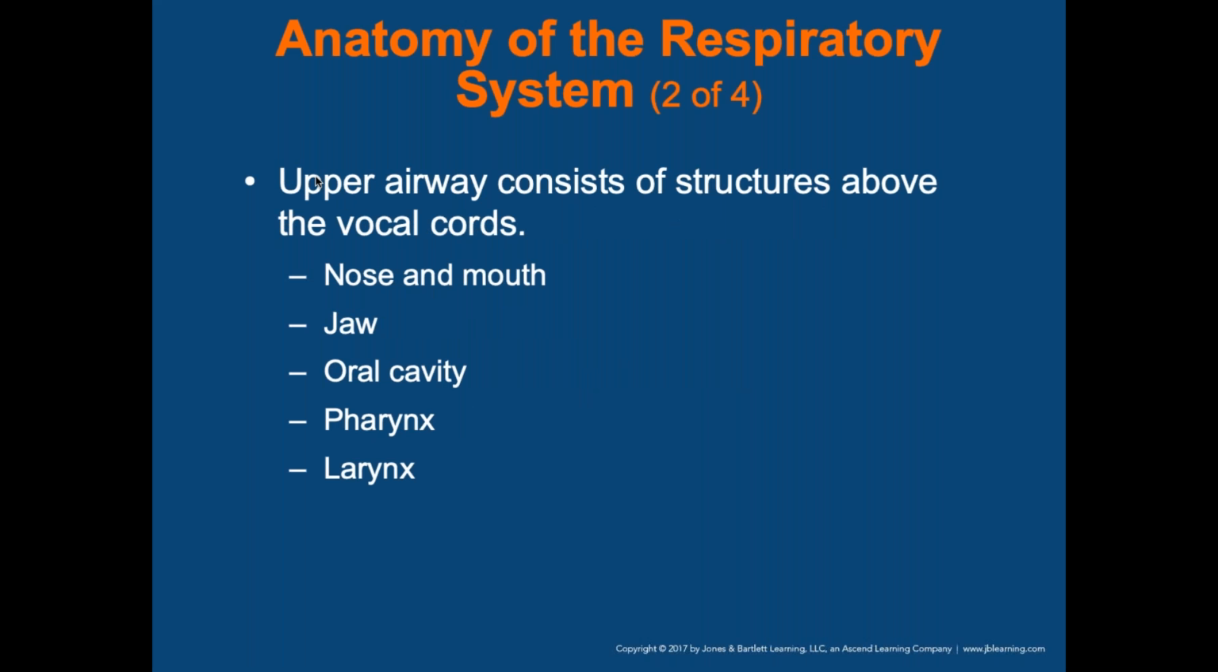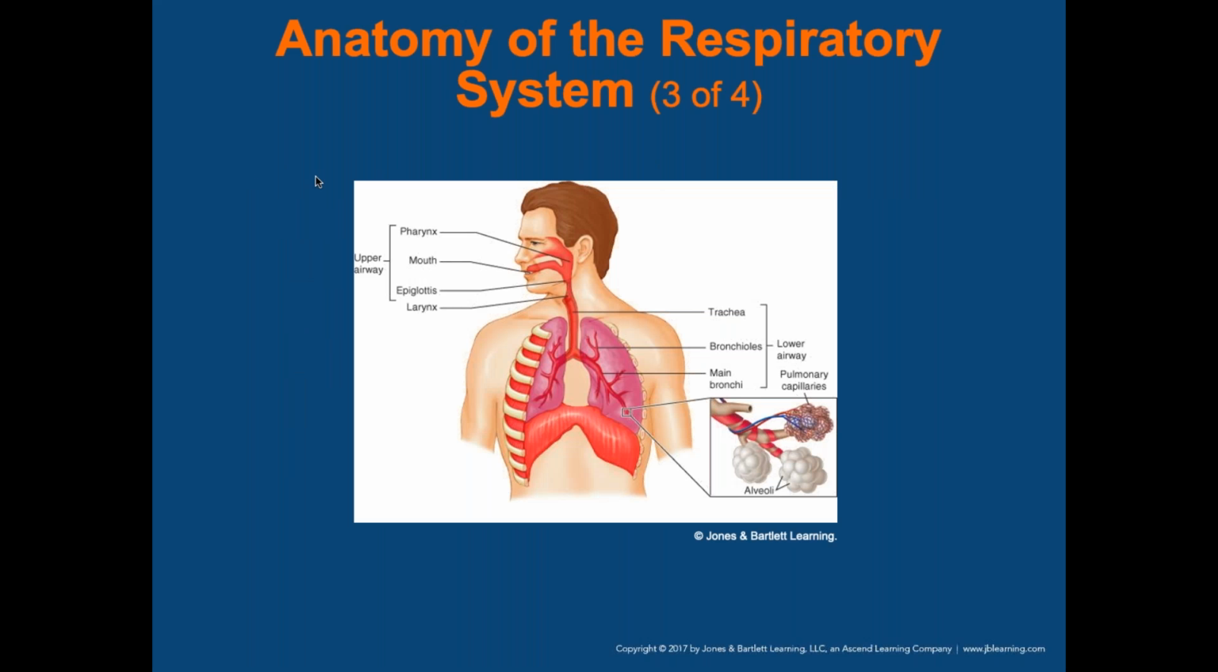So a little bit of review. The upper airway consists of all anatomic structures above the vocal cords. So that would be your nose and mouth, your oral cavity, your pharynx, and your larynx, which is the end of the upper airway. I'll show you guys a picture in the next slide. As you can see here, the pharynx, the mouth, the epiglottis, and the larynx. This is your upper airway. Once you get to the trachea down, where you talk about your bronchioles and your main bronchi going into the pulmonary capillaries, this is all lower airway.